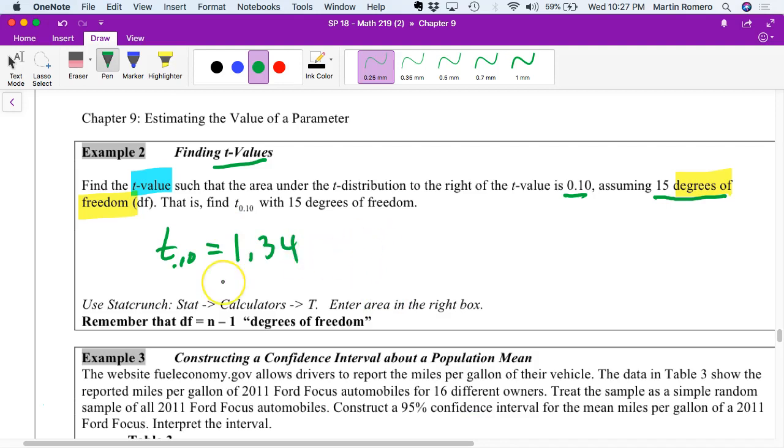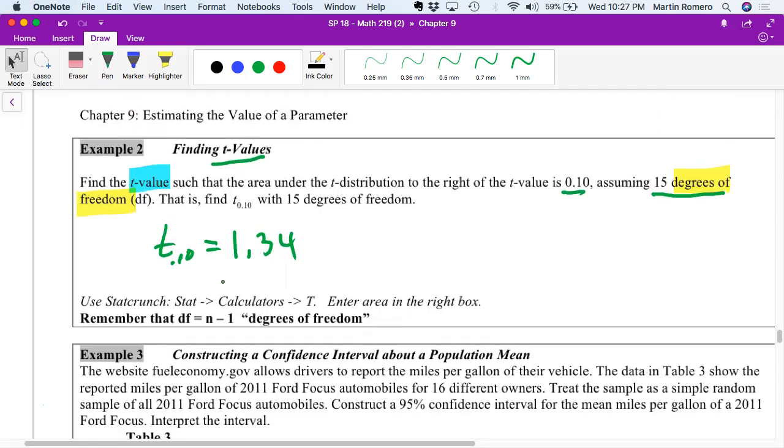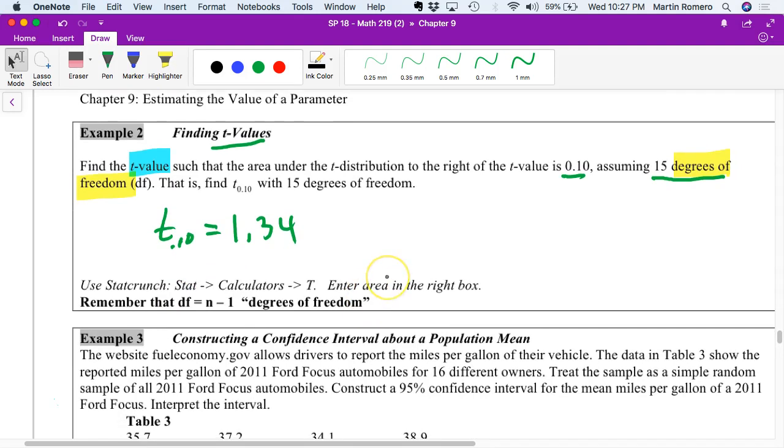Now what we just did here is an exercise that you have to know how to do so that we can then construct our confidence intervals for a sample mean. So the next video will be us actually calculating a confidence interval.